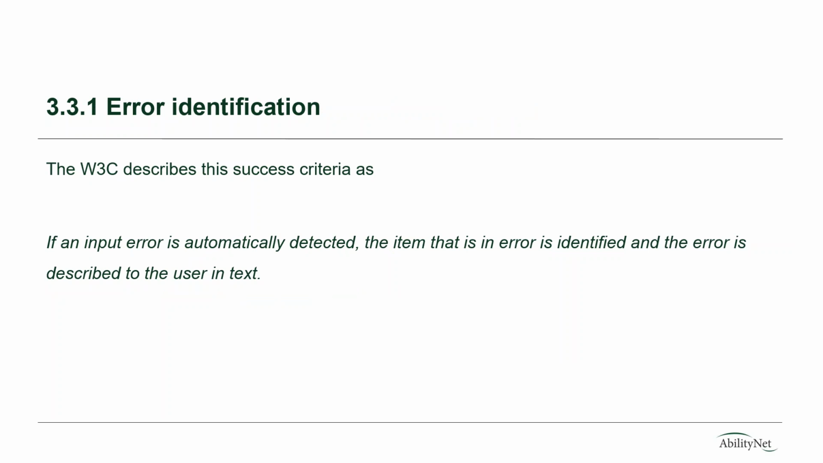Moving on to error identification. This is the other end of the process when submitting forms. You submit a form with incorrect information and you will generate an error. So the W3C describes this as, if an input error is automatically detected, the item that is in error is identified and the error is described to the user in text. Really, that's common sense. It's telling users what has gone wrong and where it has gone wrong and giving them a chance to fix it.